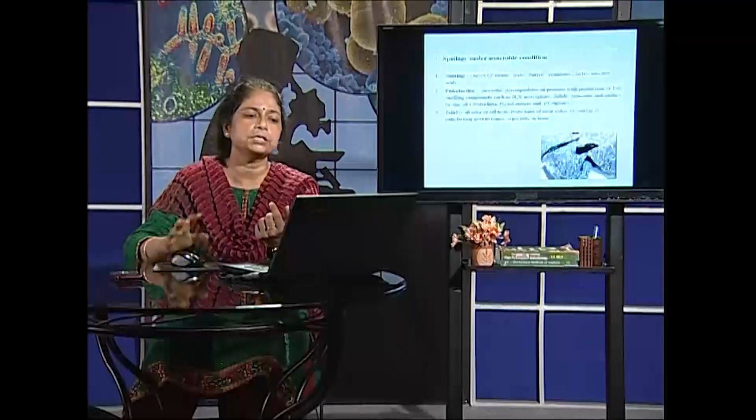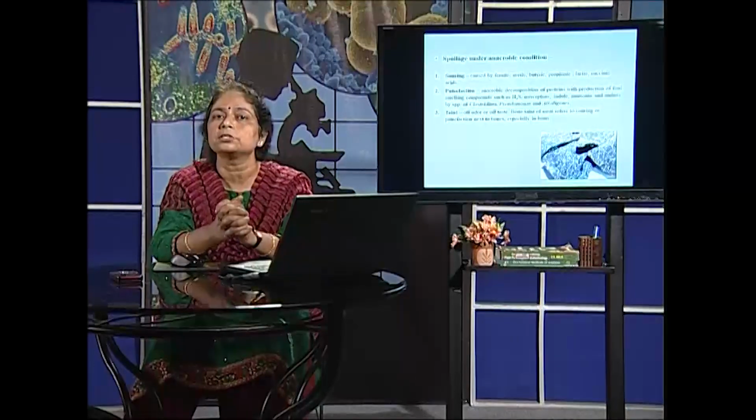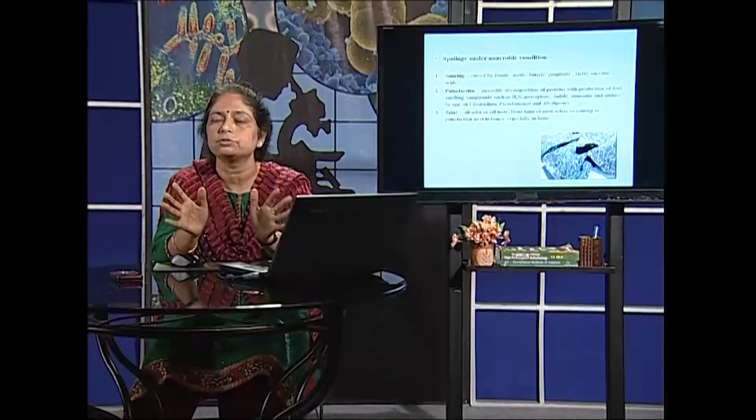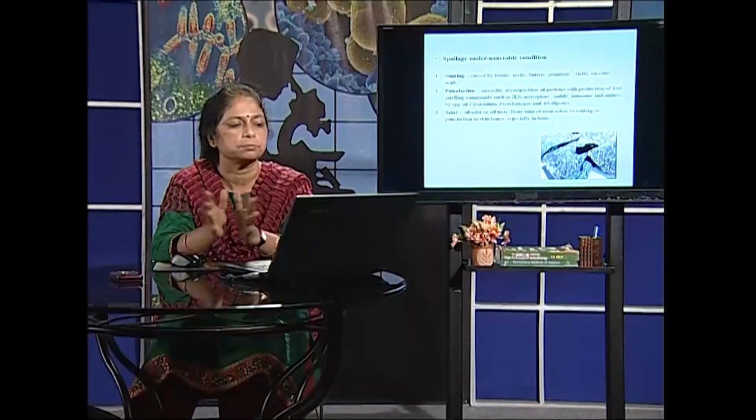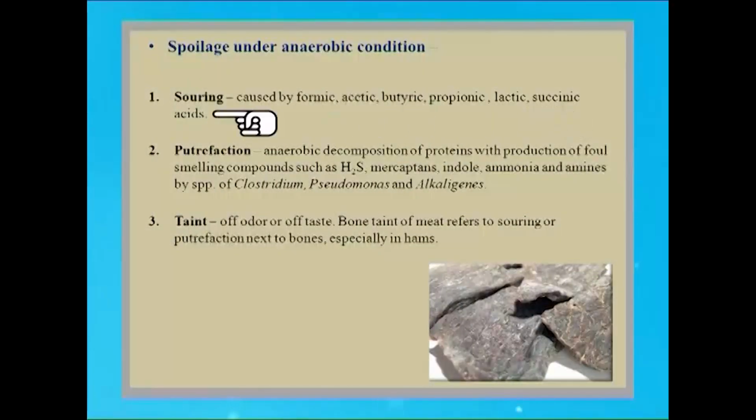Then what about the changes which are taking place in the anaerobic condition? That is when the oxygen is not there, totally in the absence of oxygen. Souring is such a change. That means you get a sour taste in the meat, which is due to the production of organic acids like formic acid, acetic acid, propionic acid, butyric acid, or succinic acid.